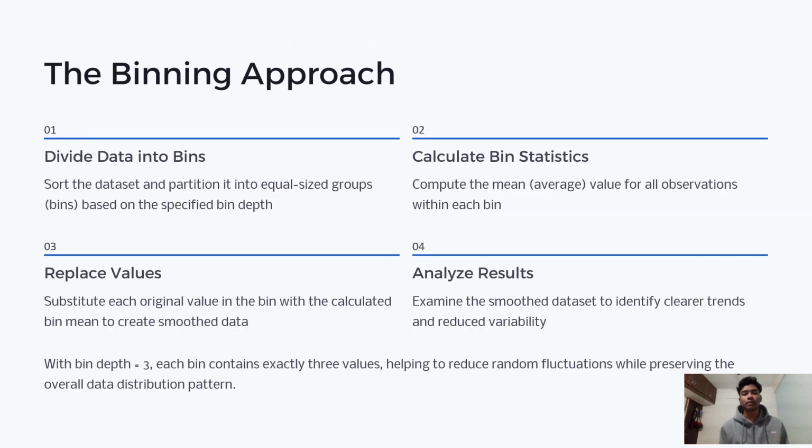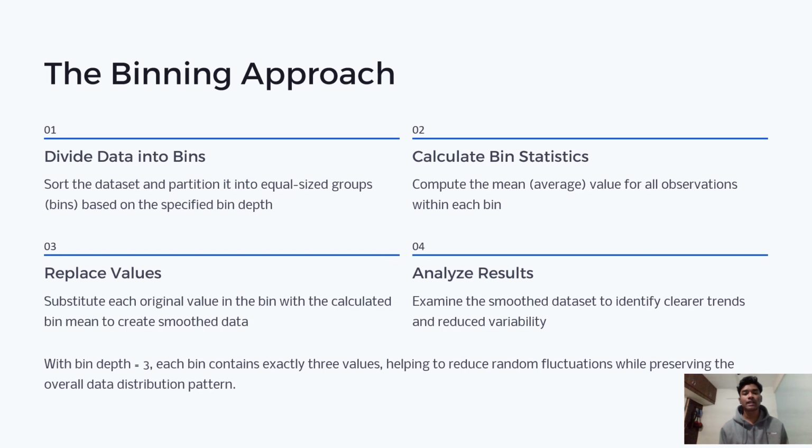Let's talk about the binning approach. One of the simplest and most powerful smoothing techniques is binning. It works in four steps. Number one, divide data into bins. Group values into equal sized sets. Second, calculate the mean for each bin. Third, replace all the values in the bin with the bin mean. Number four, analyze the smoother results.